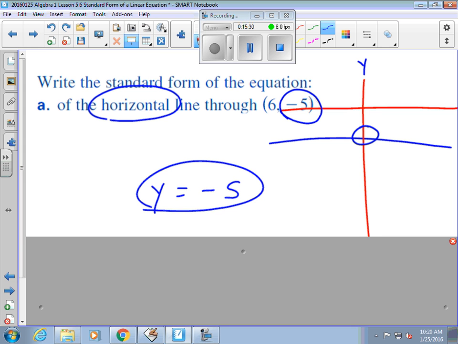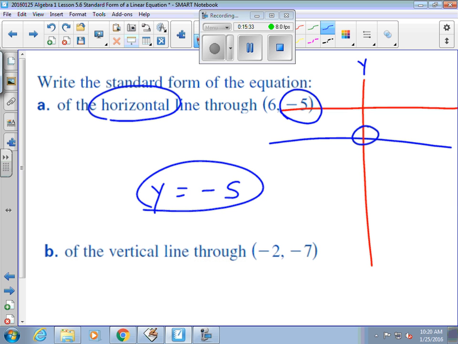Do the same thing. We'll do only about 20 seconds on this next one, the vertical line that goes through -2, -7. What does the equation say?